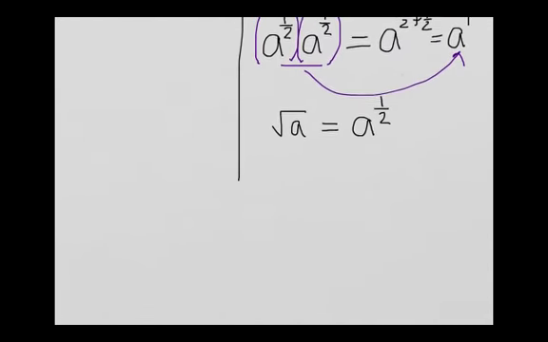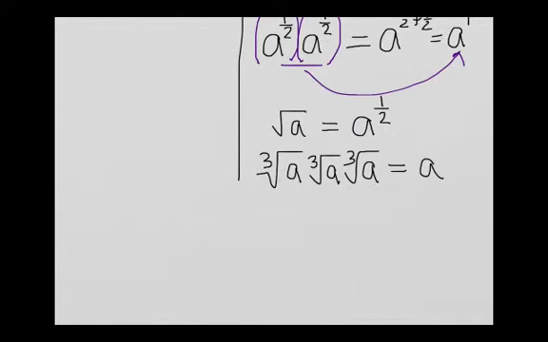And similarly, we can do this if we think about cube roots as well. The cube root of a times the cube root of a times the cube root of a is going to be equal to a. And why is that true? Because this quantity, cube root of a, represents a number that when multiplied by itself 3 times gives a. And here I'm multiplying it by itself 1, 2, 3 times, so that should give me the value a.